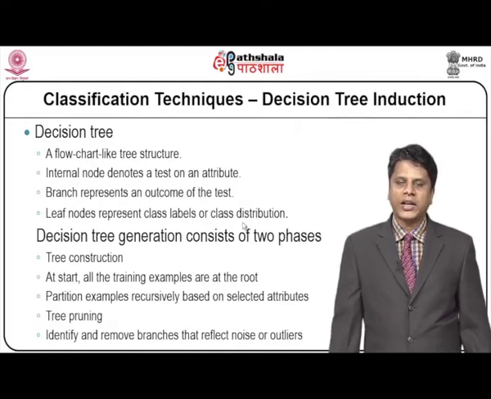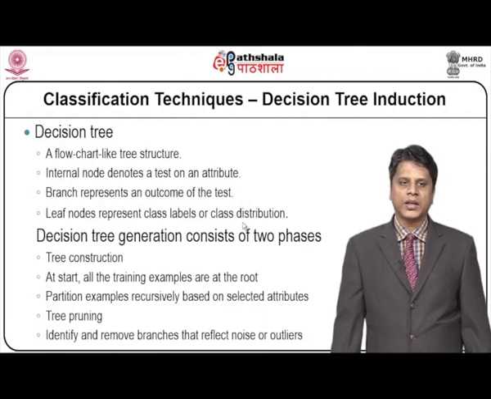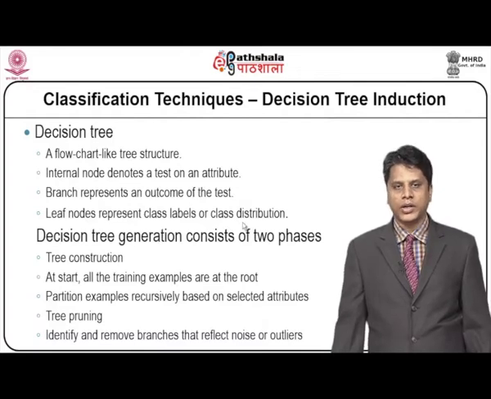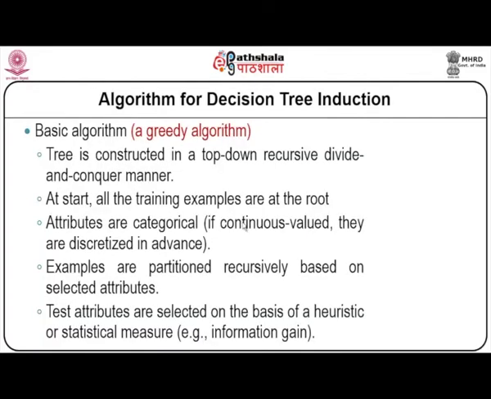After having constructed the tree, we might have to prune it, where we try identifying and removing branches that reflect noise or outliers. So, the algorithm goes in this format. The basic algorithm of decision tree induction is a greedy algorithm where the tree is constructed in a top down recursive divide and conquer manner. When we start, all the training examples are at the root.